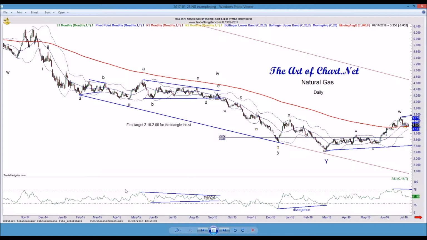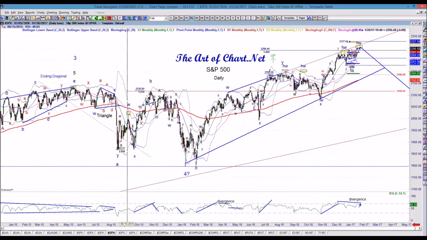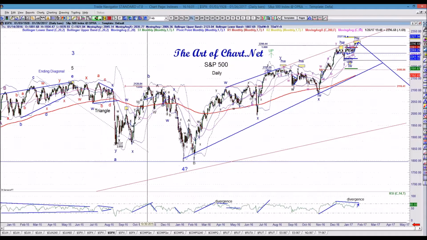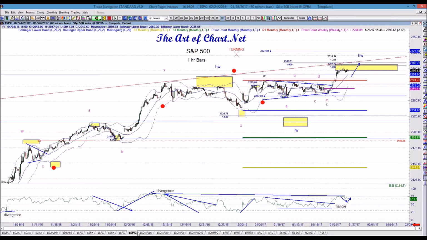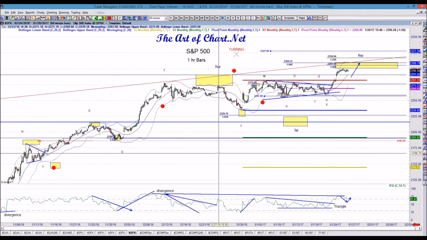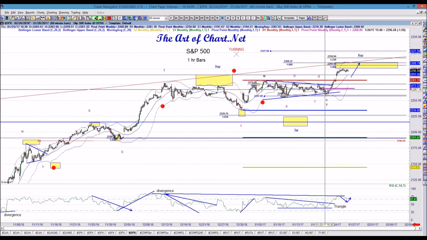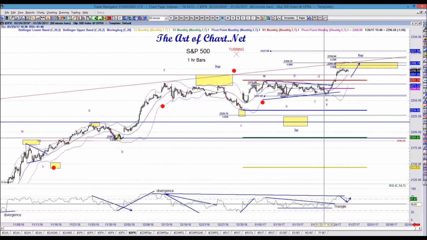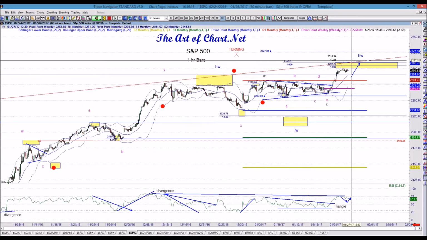So that's natural gas. I'm going to show you one other example, which is the S&P 500. Now, the S&P 500, this is a current example. It just happened. It happened this week. So if you take a look at the S&P here, you will see a triangle. Look at the compression in RSI. It's a true triangle, okay? And I get excited when I see this, because what happens from this is a thrust.